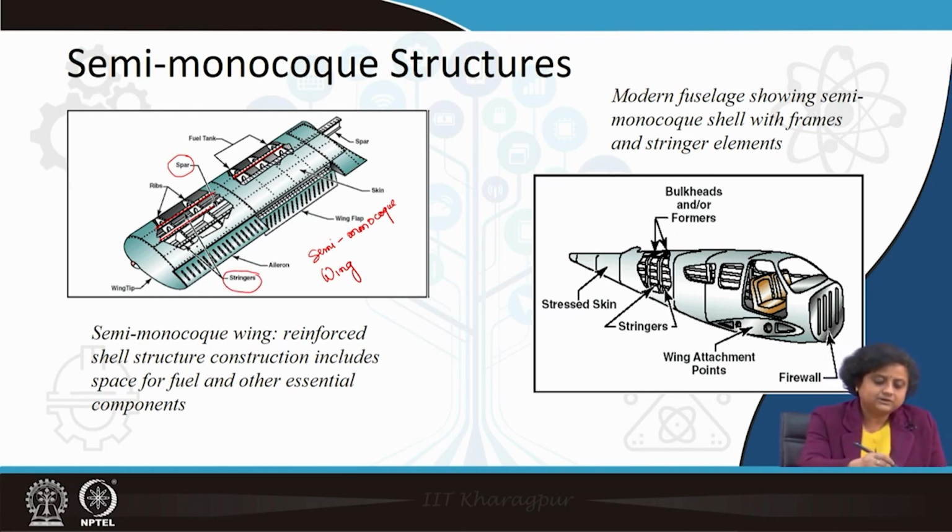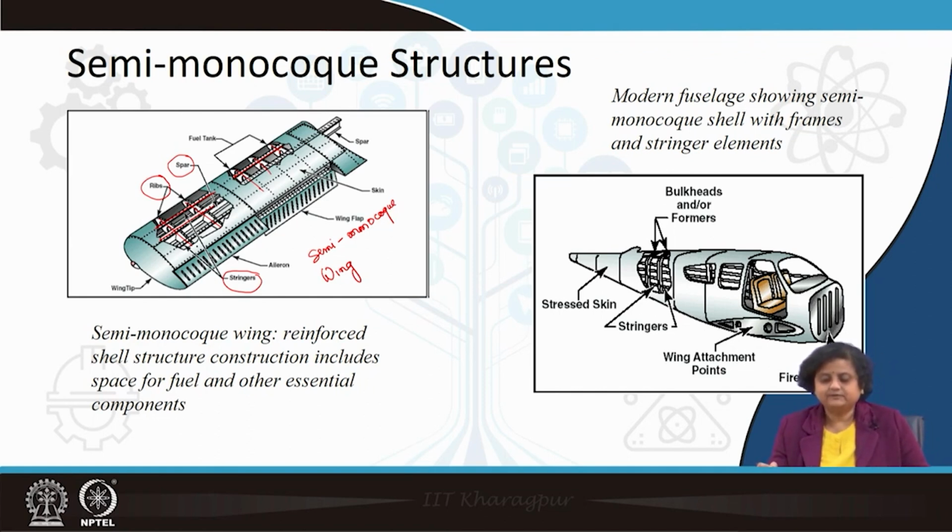Apart from the longitudinal members, you can see these transverse members which are seen at intermediate locations along the length of the wing. These transverse members also have different terminology. One common name for them is ribs. The transverse members that we see in a wing are called ribs.